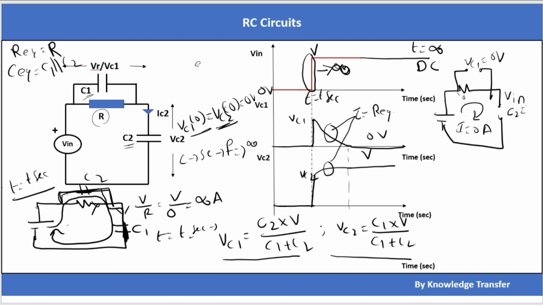Tau here is R equivalent into C equivalent, which we already calculated. Here R equivalent is only R, and C equivalent is C1 in parallel with C2. One more thing: a single first order circuit will have only one single time constant. That means either charging or discharging, voltage or current, it will follow one time constant only. Whether it has multiple resistors or multiple capacitors doesn't matter. For a first order circuit, the whole circuit will have only one single time constant.